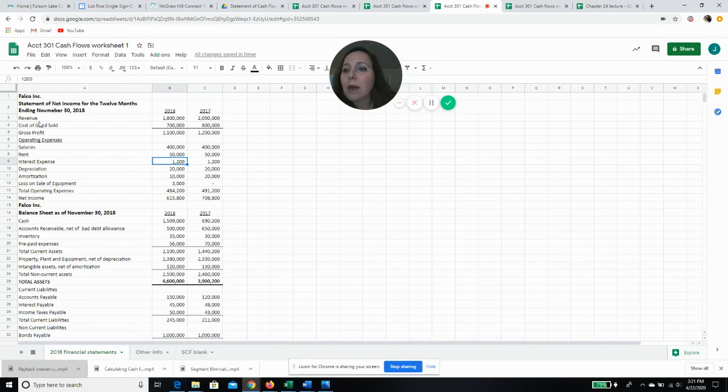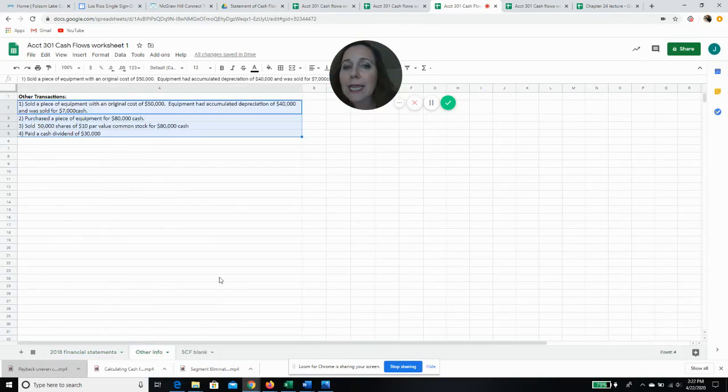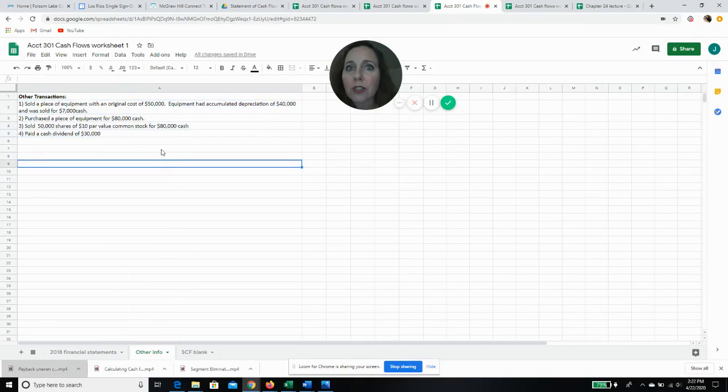Okay, so I've got my income statement and my balance sheet for Falco Inc. for 2018. I've also got my 2017 comparative data, which you would find in your financial statements. On the second tab, I have other information. This is information that's not going to be obvious from looking at the financial statements, but we need to know that these transactions occurred so that we can include them in our statement of cash flows. You would know this if you were the accountant because you'd be able to go into the accounting records and find them, but it won't show up in your financial statements. Okay, you guys ready? Let's do it.